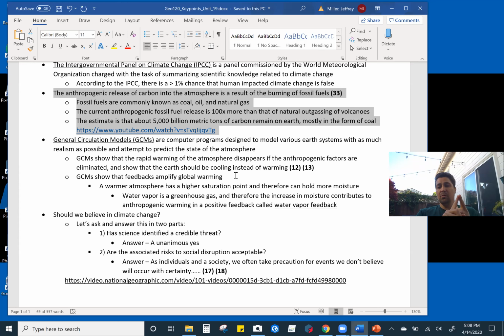Okay, the most common fossil fuels are coal, oil, and natural gas. Okay, coal, oil, natural gas. Those are the three big fossil fuels that I want you to remember from this unit. So when these three are burned, that is the number one contribution of carbon release into the atmosphere, which we'll see here in a moment is such a detriment.